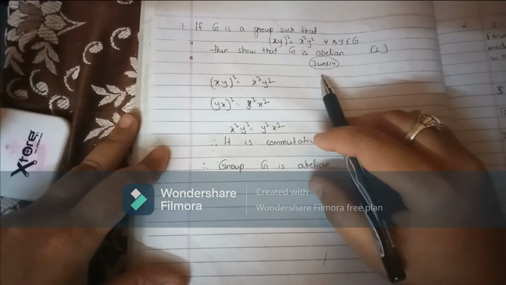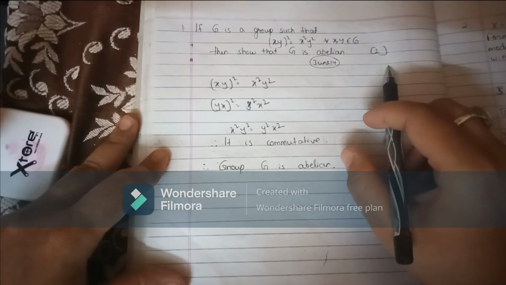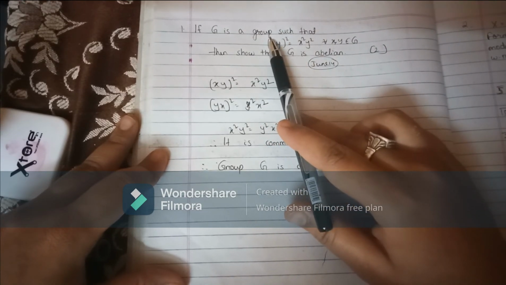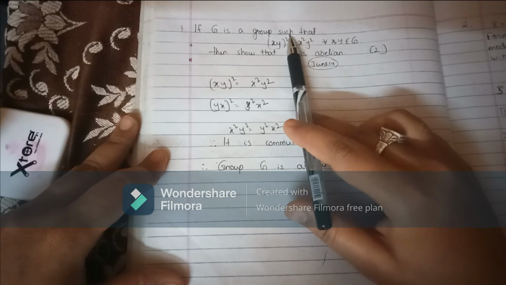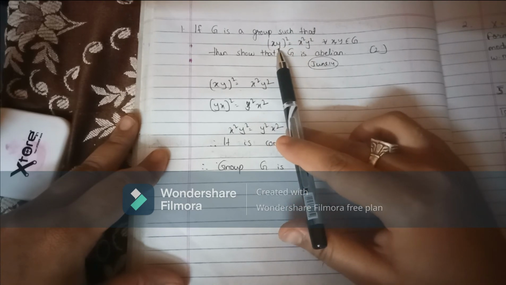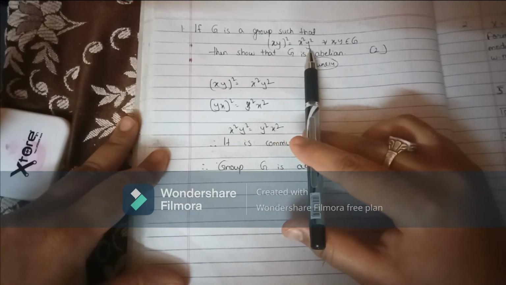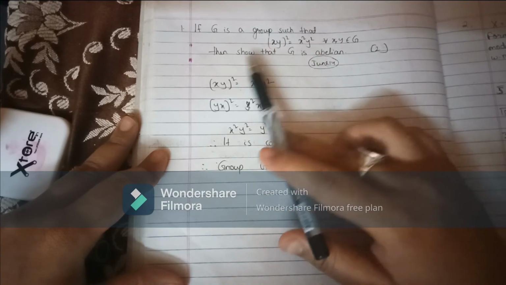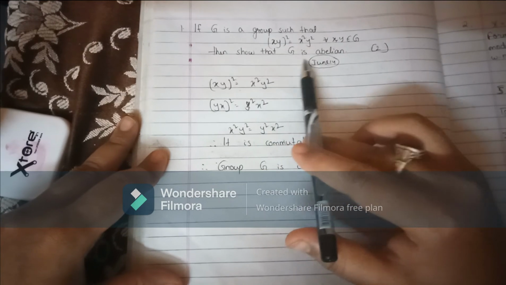Now this is another question from June 14, and it carries 2 marks. If G is a group, it has been given, and what is the function? The function is the square of x and y, and it will give us x square y square for all x, y belonging to G. So this is the function. Then we have to show that G is abelian.